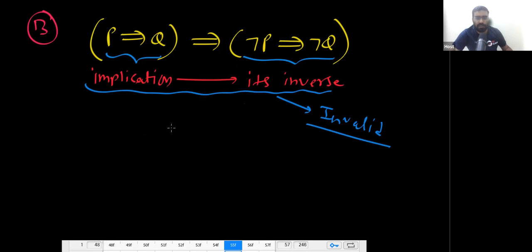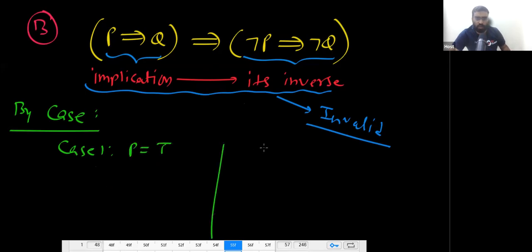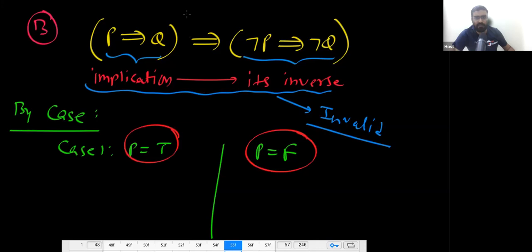Or you can solve the question very easily if you want, by case method, or by simplification. So let's see by case. Tell me, how many cases? Case one, P is true. Case two, P is false. This method is very fast, extremely fast.